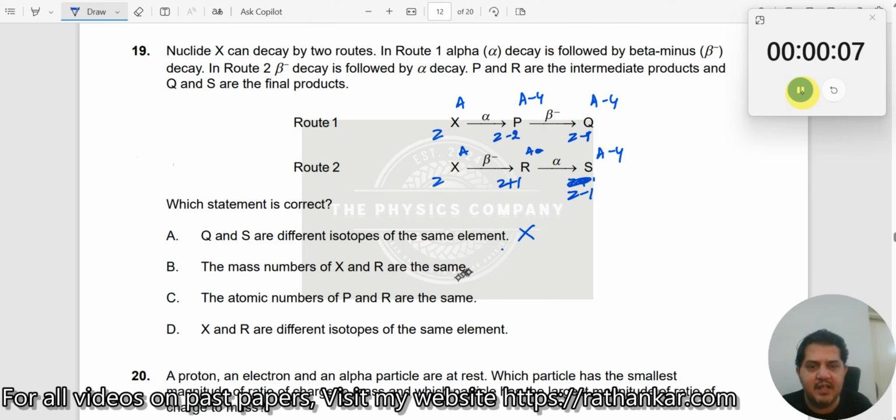Mass numbers of X and R are the same. A is the same over here. So this is the right answer. B is the right answer. Let us verify this also here.